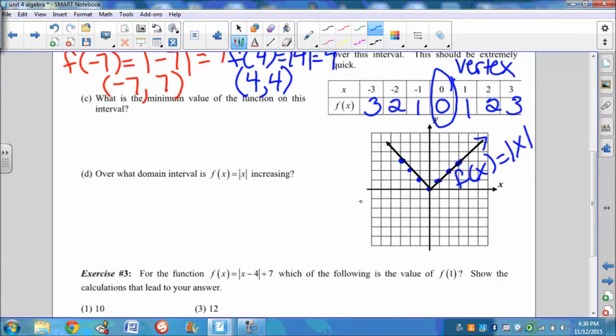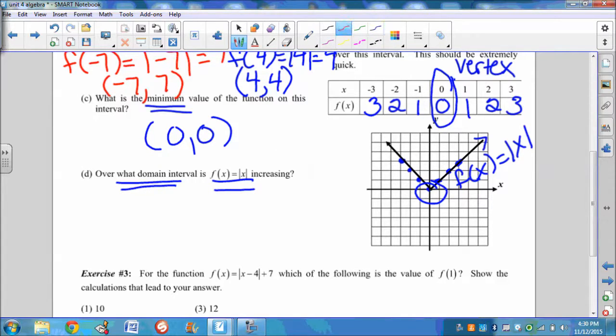With our parent function, it says, what is the minimum value of this function on this interval? Well, right here, there's our minimum value. And what is that point? It's 0, 0. Over what domain is f of x increasing? It's increasing, or the slope is increasing, on the right-hand side there. Remember, where it starts, it's neither increasing nor decreasing, so it's a parenthesis, and it continues on to infinity. Or we could say it's increasing for when x is greater than 0.